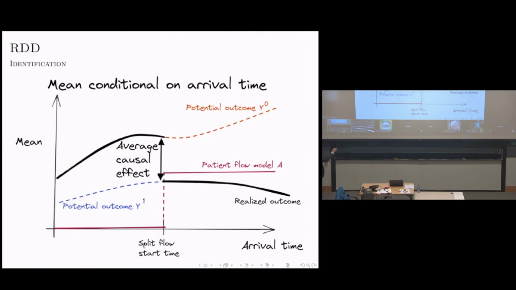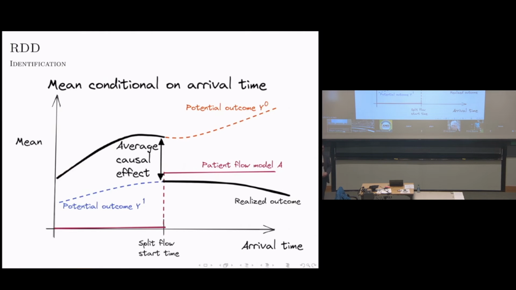And then in the y-axis, I'm going to plot a mean conditional on arrival time of four different things. The first one is the conditional mean of the realized outcome. That's why this curve right here is bolded. Then here I'm plotting the conditional mean of the potential outcome. That's why it's not a bolded line here. Here I'm plotting the conditional mean of A, but this is a deterministic function of the arrival time, so it's really zero here and it's one here. Here I'm plotting the conditional mean of the potential outcome when split flow happens, and here is the mean of the realized outcome after split flow happens.